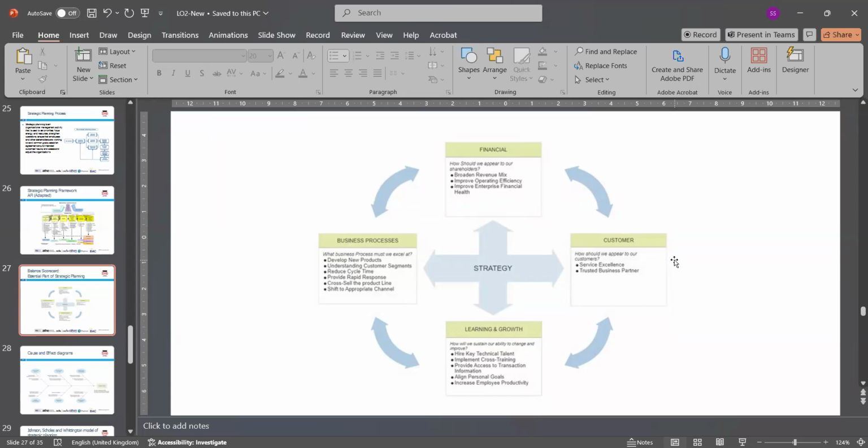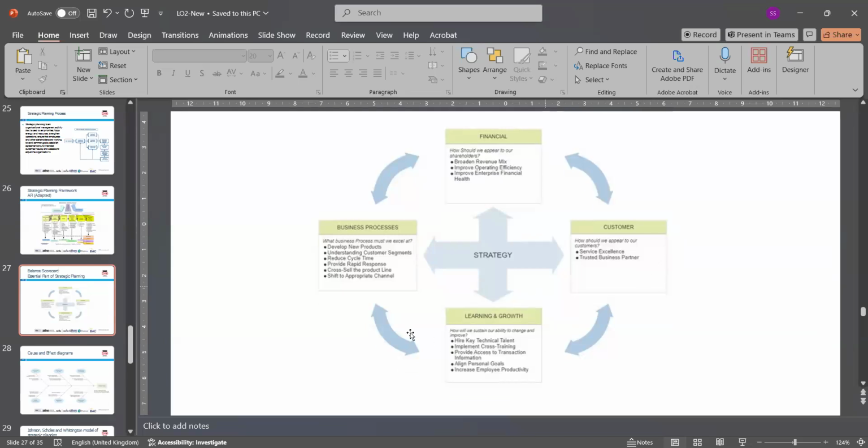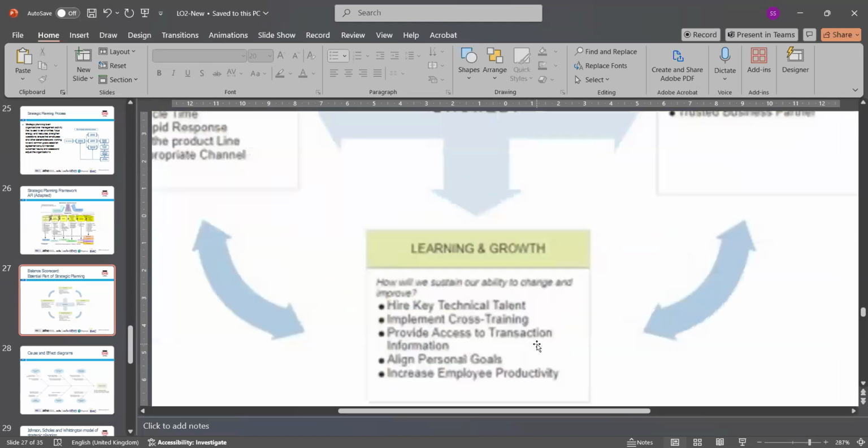But at the same time, it is very important to consider your customer. What are your customer's demands? What is their expectation? What do they want? You need to deliver that. If you are delivering things or products which they don't want, they won't buy, and you will compromise on your profit margins. At the same time, you need to consider the learning and growth section also.